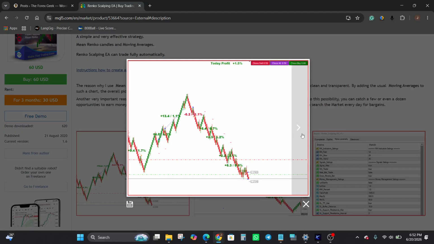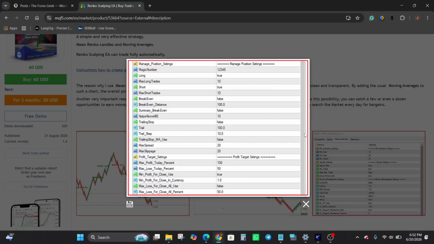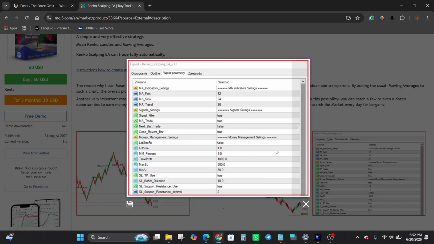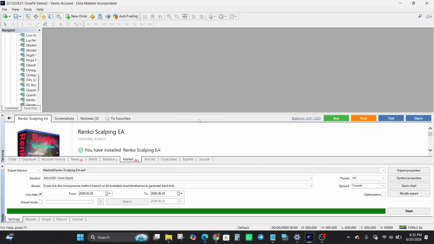As we review the provided information here, I can see that this is basically just showing us the EA in action, and then here we have the input settings. So let's just head over to our strategy tester. I'm testing the Renko Scalping EA on gold on the H1 time frame, and I'm using the every tick modeling. I'm testing over the past month.